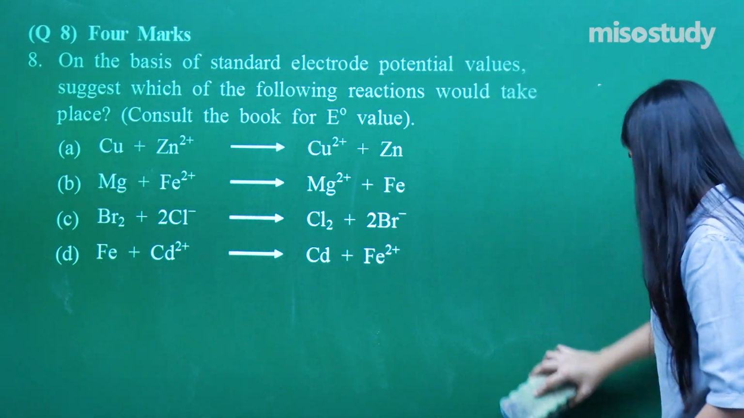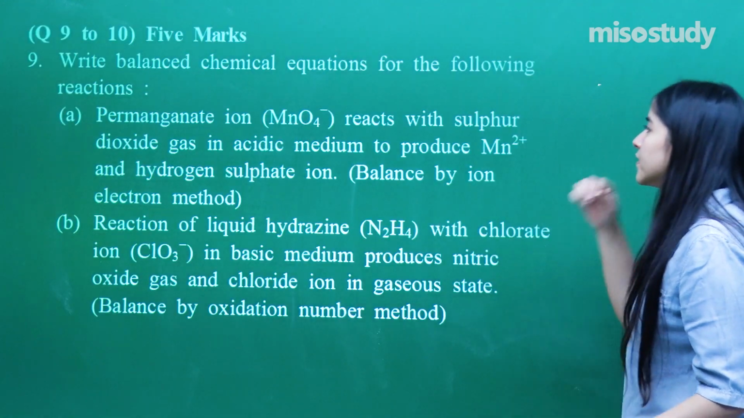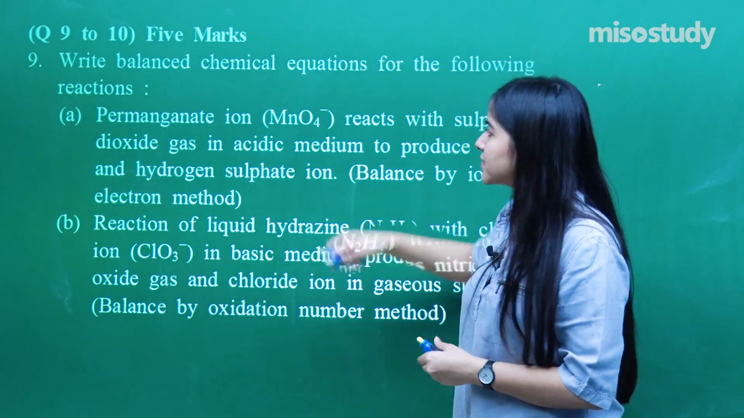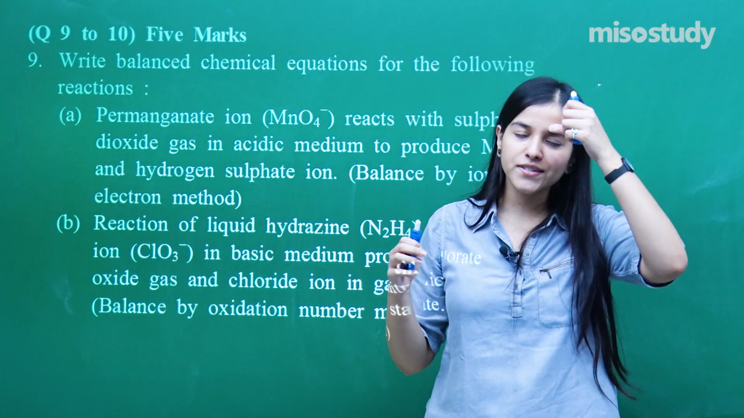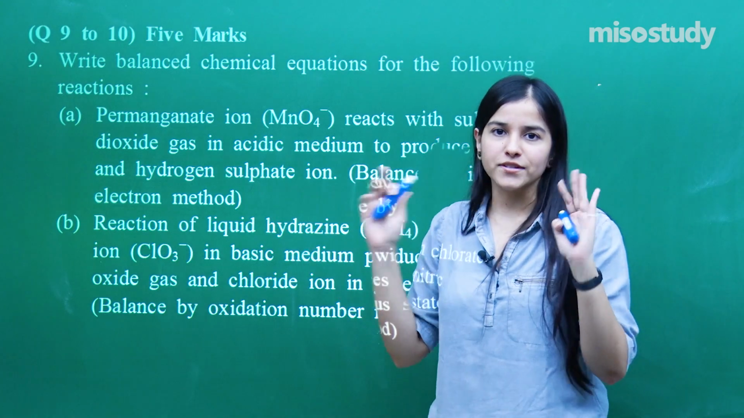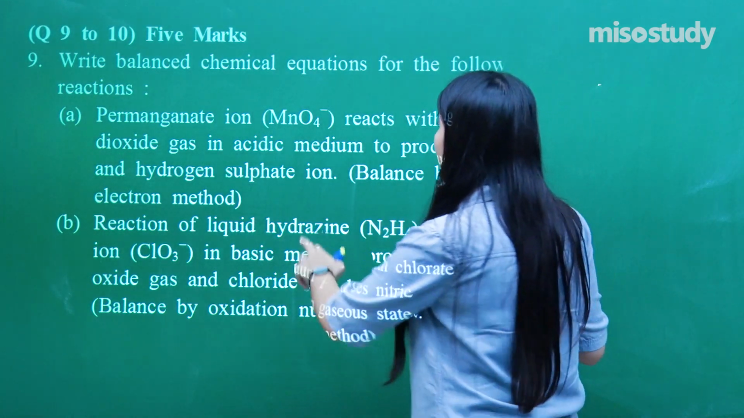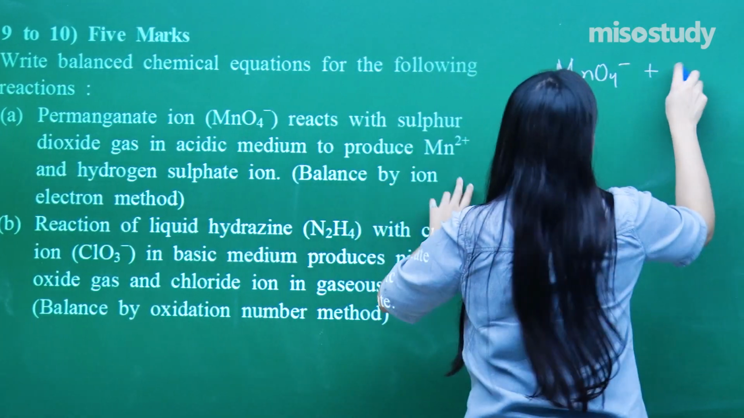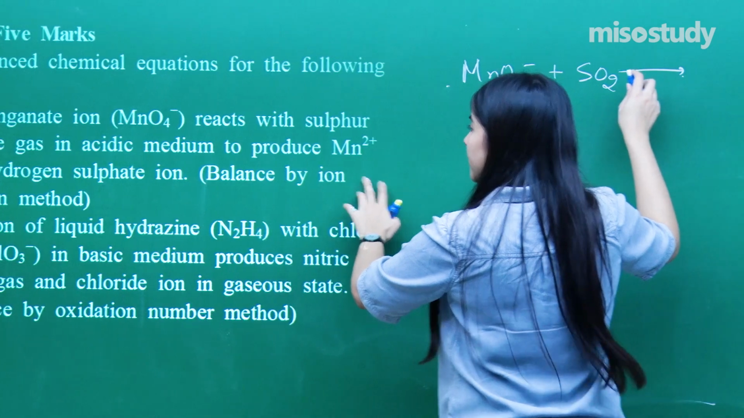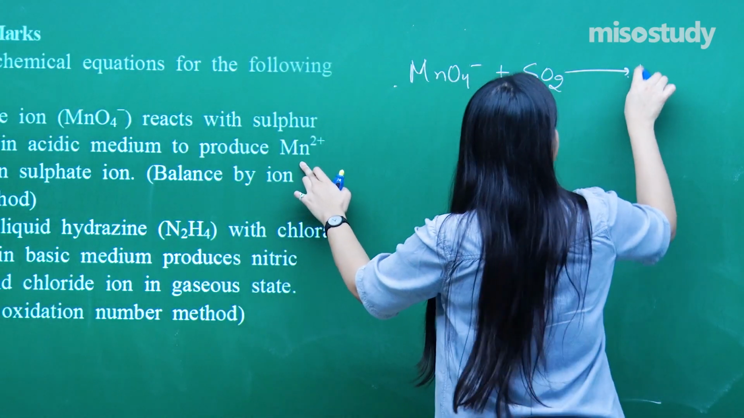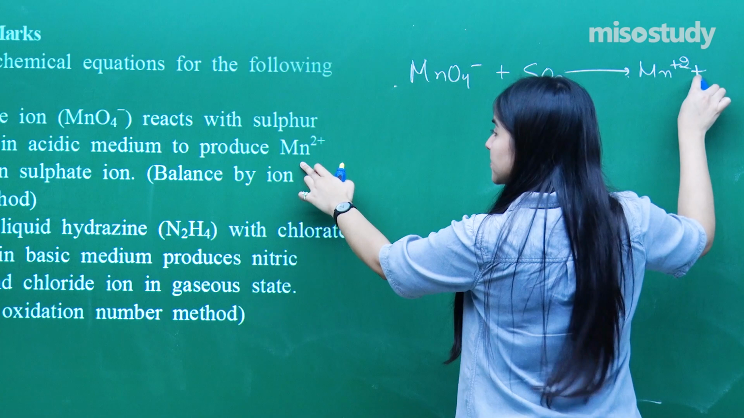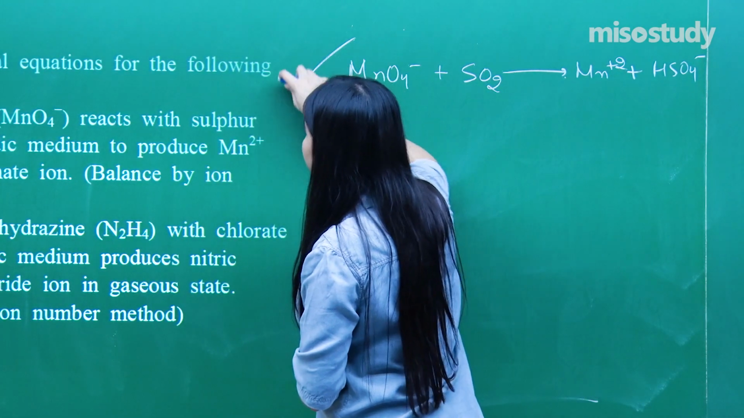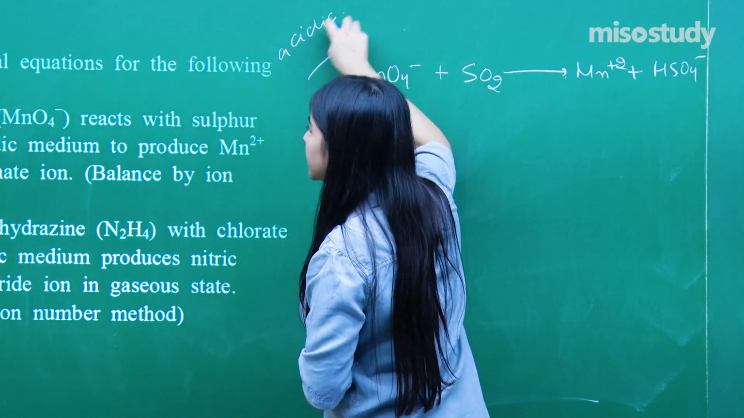Next question. Right. Question number 9. Now, the balancing part. So, basically, we are not going to balance it over here. I'll be just writing down the equations and will be giving you the idea that how the process takes place, right? You have to do it on your own. So, permanganate, MnO4, right, reacts with sulfur dioxide gas, giving Mn plus 2, right, plus hydrogen sulfate, HSO4 ion. And this particular reaction will be taking place in the acidic medium, right?